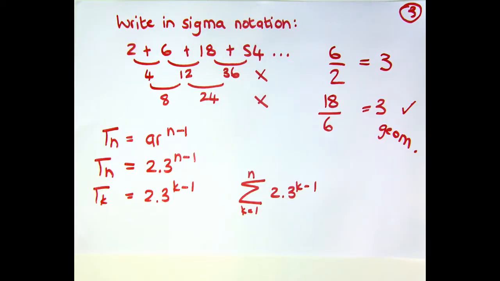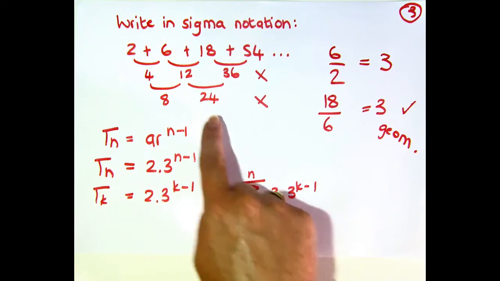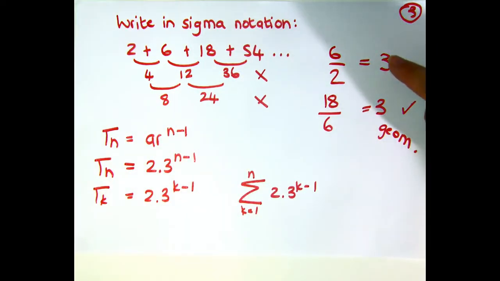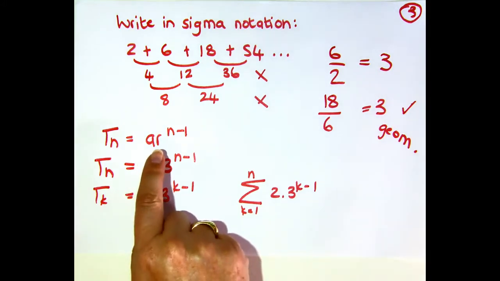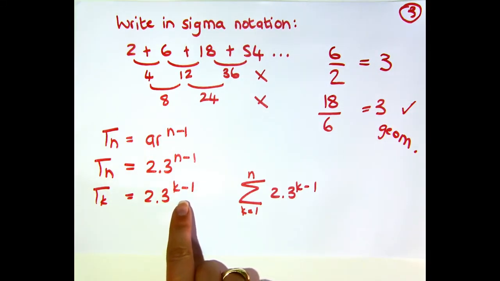If you are asked to write a series in sigma notation, you need to first figure out what kind of series it is. Here I've eliminated linear, it's not quadratic, and I figured out by testing my ratios that it is in fact geometric. Once I know that, I use my general term, I substitute in, and I'm just changing it to k to keep with the convention.